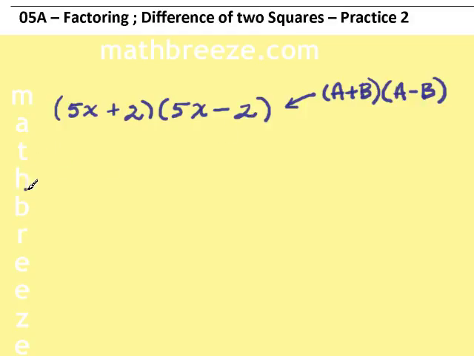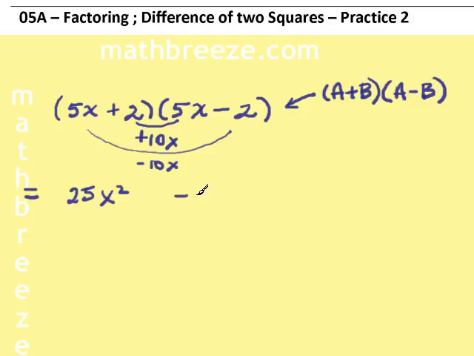Let's see what we get. First times first, that'll be 25x squared. Let's look at the outer product: we have a minus 10x. And the inner product, we have a plus 10x. So you see how these cancel, so they're not going to appear in the result. And then last times last, we have minus 4.